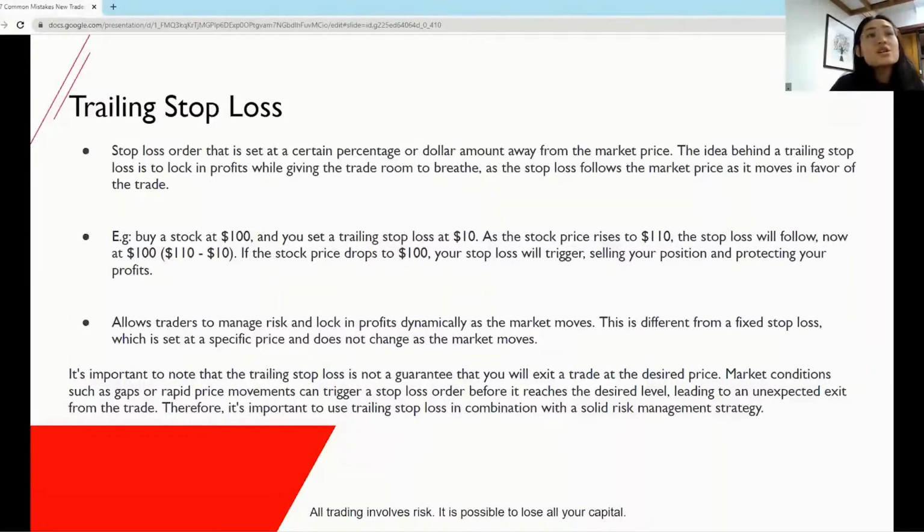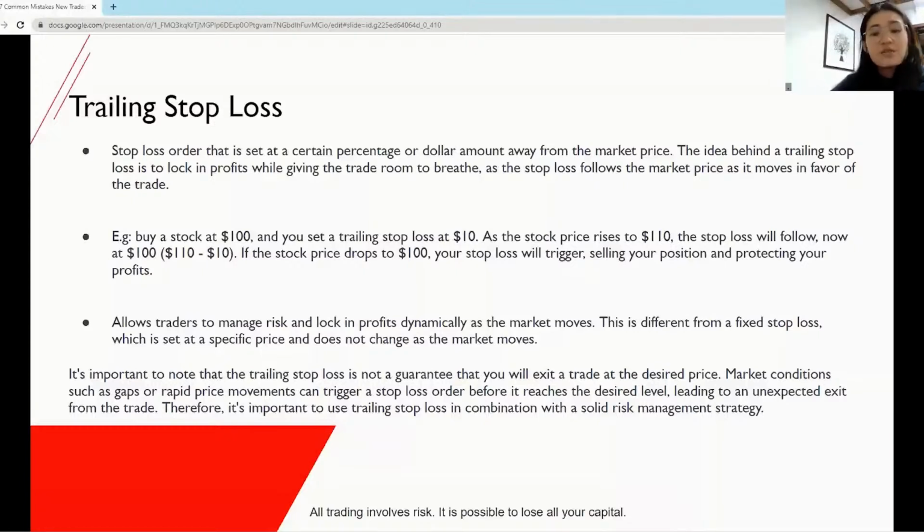Okay, so we have trailing stop loss, which is the last part of our risk management. Trailing stop loss is a type of stop loss order that is set at a certain percentage or dollar amount away from the market price. The idea behind a trailing stop loss is to lock in profits while giving the trade room to breathe, as the stop loss follows the market price as it moves in favor of the trade. So here's how it works.